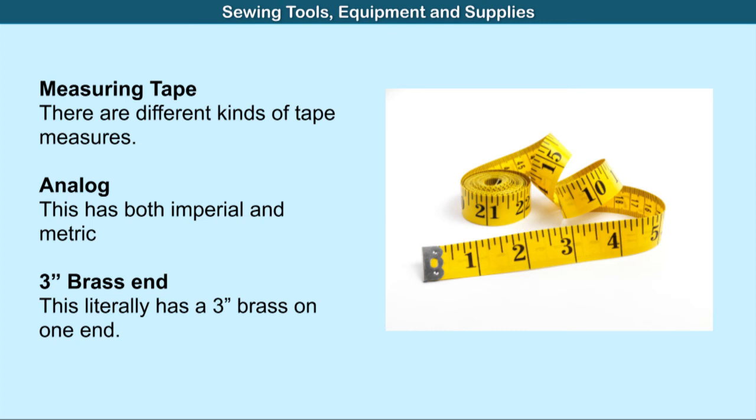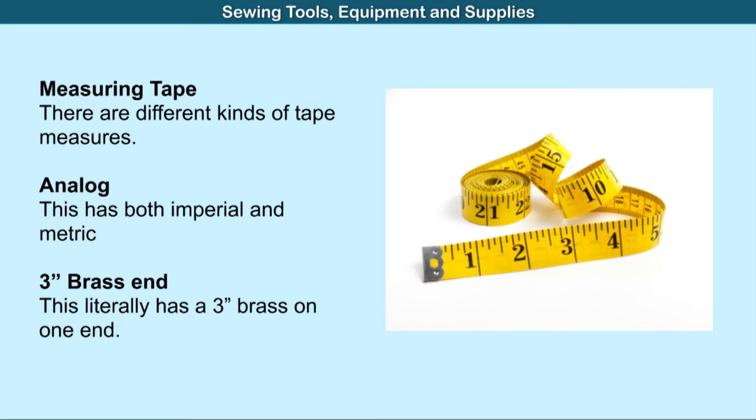Next is measuring tape. Measuring tape will be of different kinds. Analog, which has both imperial and metric system, and has 3-inch brass at one end. These can be bought in both 60 inches, that is 150 cm, to 120 inches, that is 300 cm.